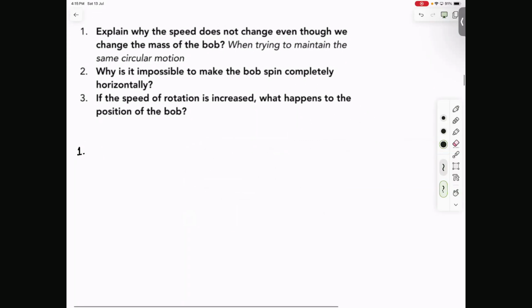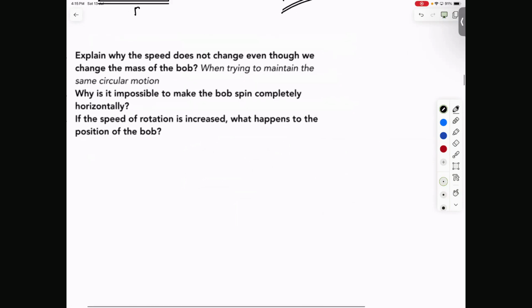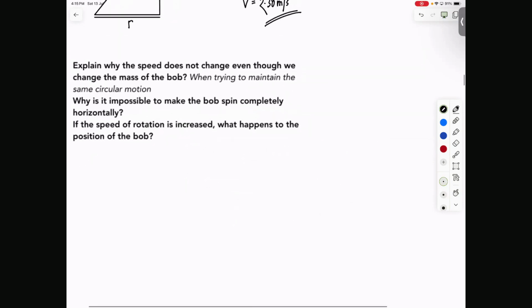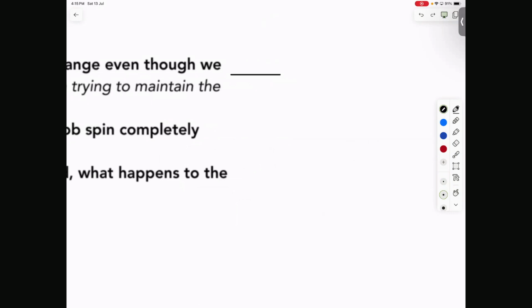So I'll go with number one. Number one, I'll provide this to you in a bit. The first one is to explain why the speed does not change if we change the mass, right? So the answer to this is, we saw the other day, the formula for centripetal force is Fc equals mg tan theta. This is the formula we saw. And what is Fc, centripetal force?